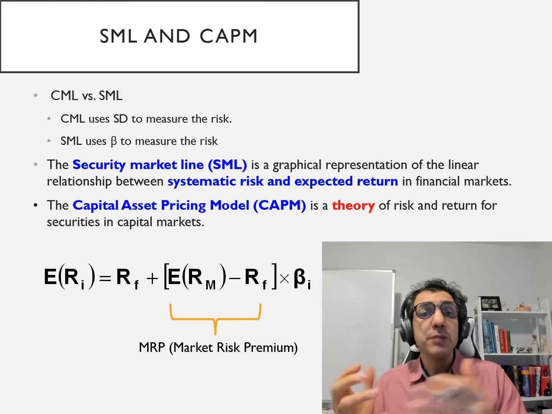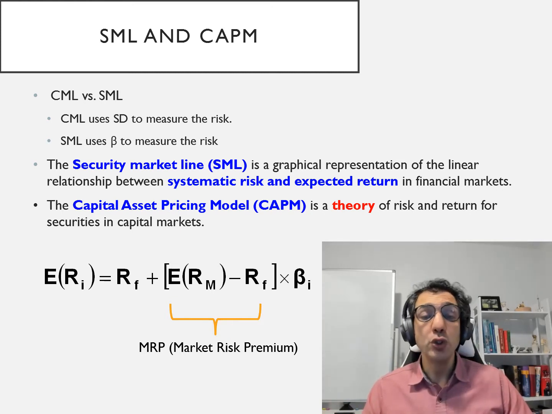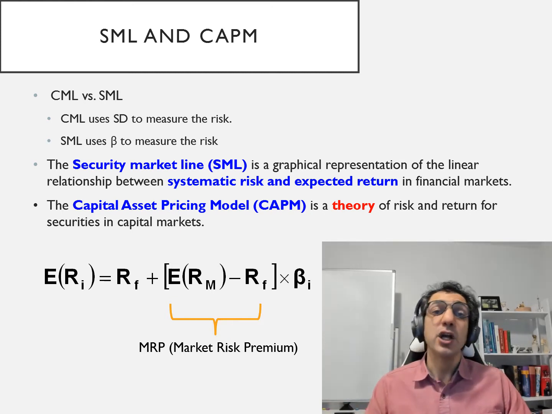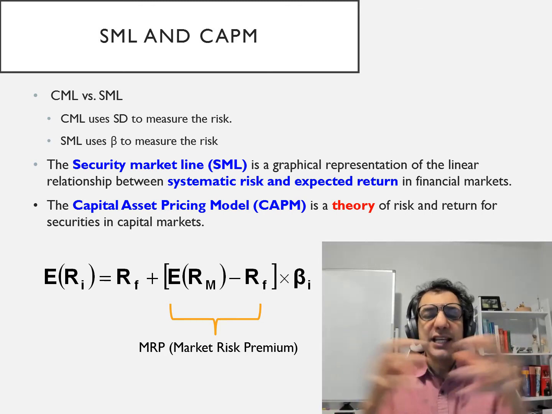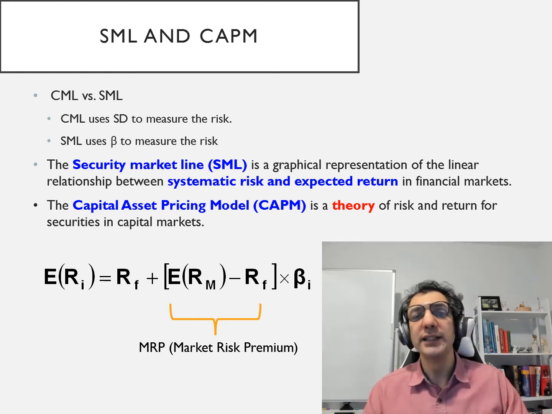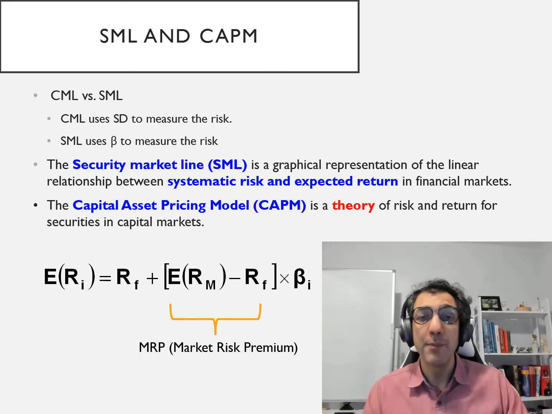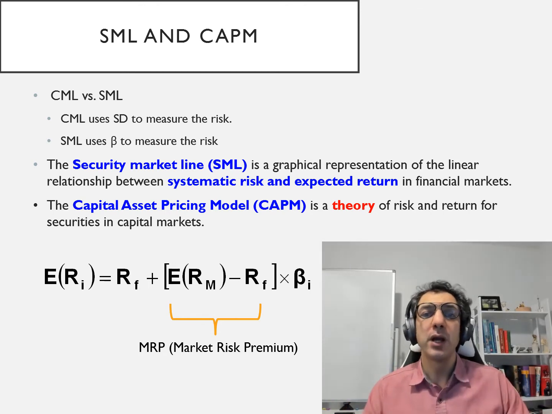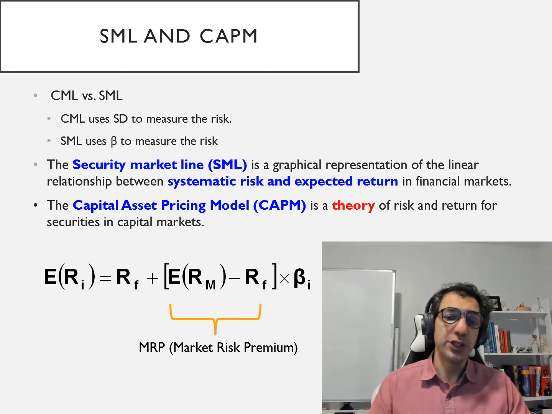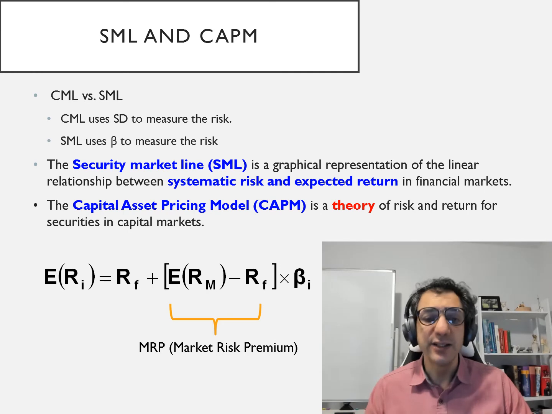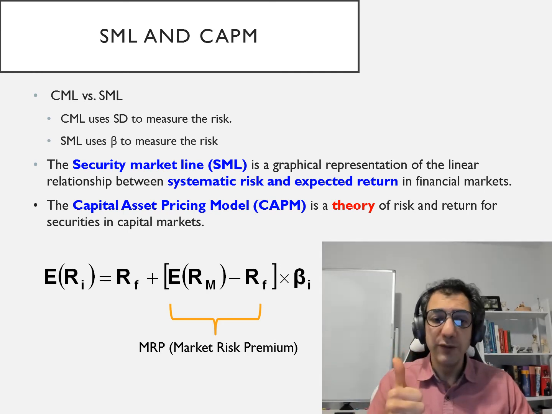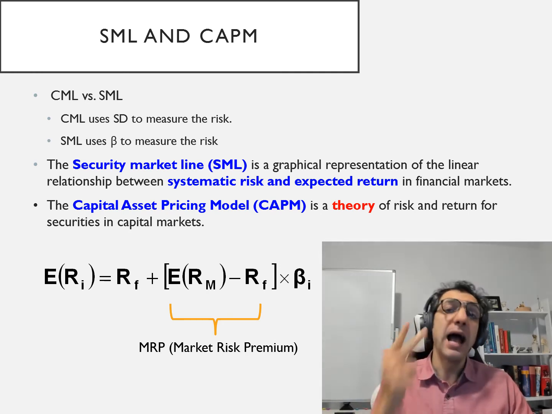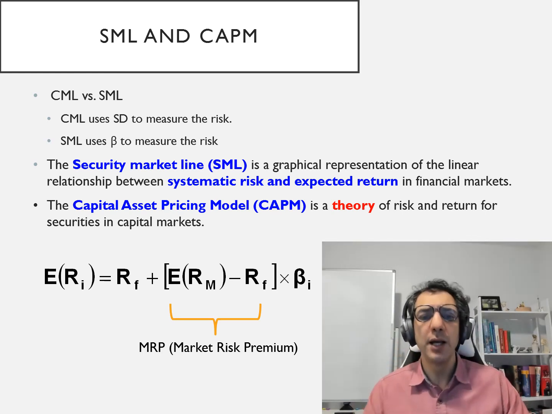I mentioned this beta, which is used to measure the risk, is relevant because it helps us to estimate the expected return. So how can we link the expected return and the beta? Now here is the role of CAPM. The CAPM is talking about the relationship between the systematic beta, which measures the systematic risk, and the expected return. So the expected return for any asset is based on the beta coefficient, the market risk premium, and the risk-free rate.